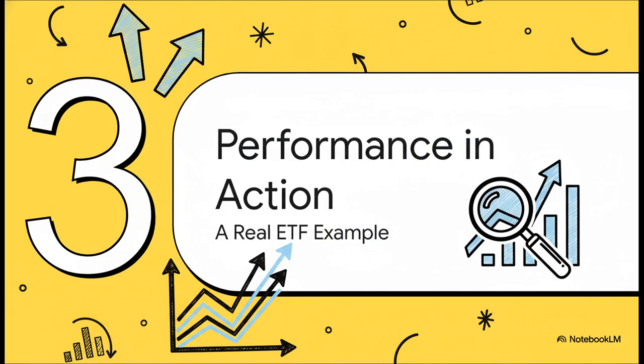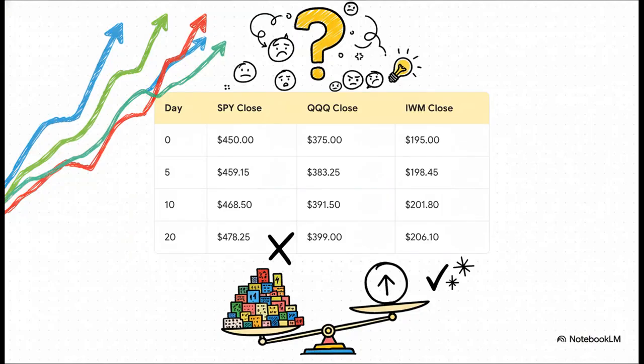Okay, theory is great, but let's see what happens when we actually put this tool to work with a real-world example, because this is where the light bulb really goes on. All right, have a look at this. We've got three really popular ETFs here: SPY, QQQ, and IWM, over a 20-day period. Their starting prices are, well, they're all over the map: 450, 375, 195. Just by looking at these raw numbers, can you tell me right away which one performed the best? It's a total mess, right? It's almost impossible to see clearly.